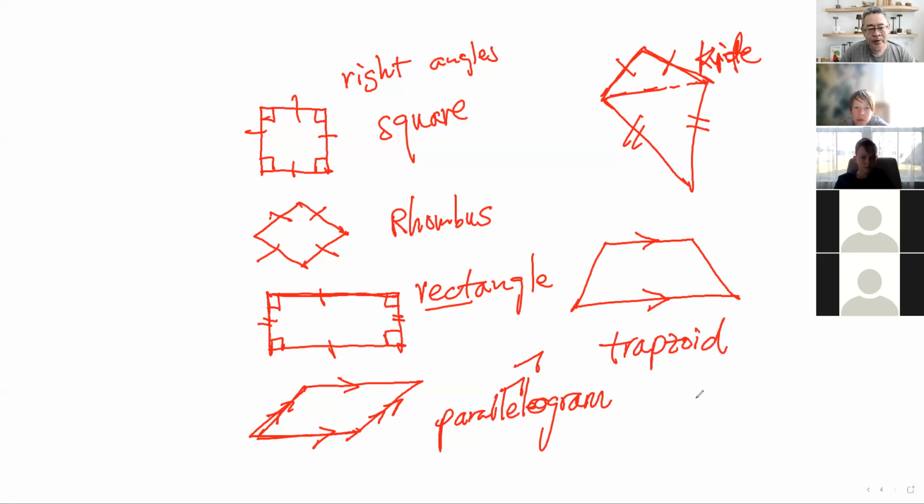Now, of course, you could have something weird, something like this, and we just call them quadrilaterals. And so you can see that the special kinds of quadrilaterals we've got are a square, rhombus, rectangle, parallelogram, kite, and trapezoid. Okay, are we good on this one?